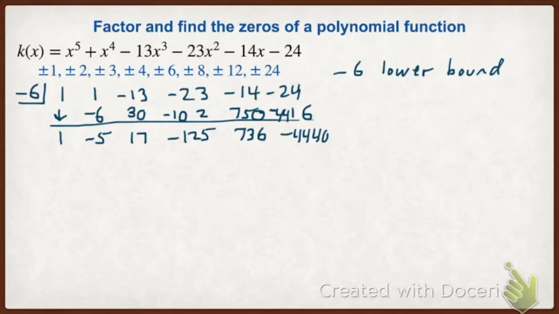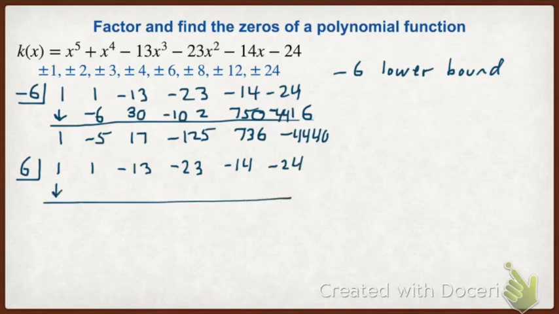Now we're going to check for an upper bound. Since I used negative 6, I'll use 6 for an upper bound. Now we're going to do the same thing. We're going to plug it in and see what happens, and see if it is an upper bound. So we're going to do our synthetic division again.